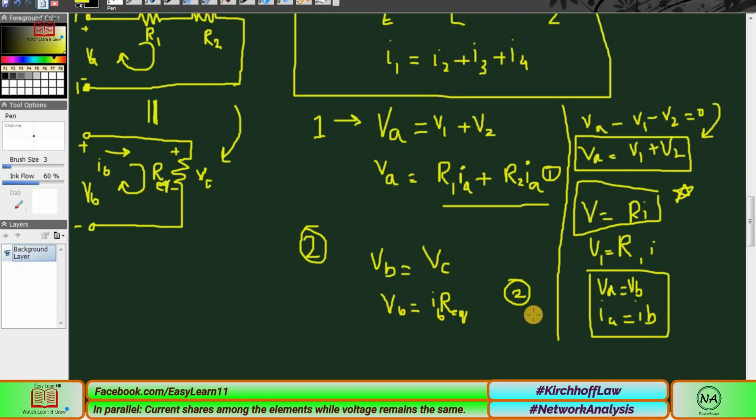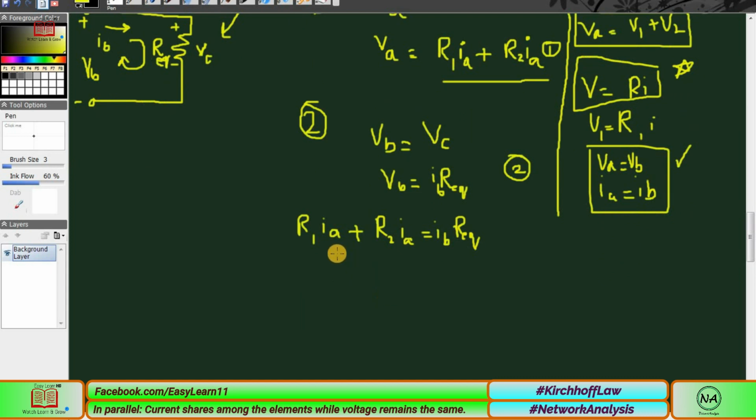So if VA and VB are equal, then this side and this side must also be equal. So R1 IA plus R2 IA equals IB R equivalent. This is the way to write this equation. This is the right side of the first equation, and if the left sides of the equations are the same, this means the right-hand sides of the equations are also the same.